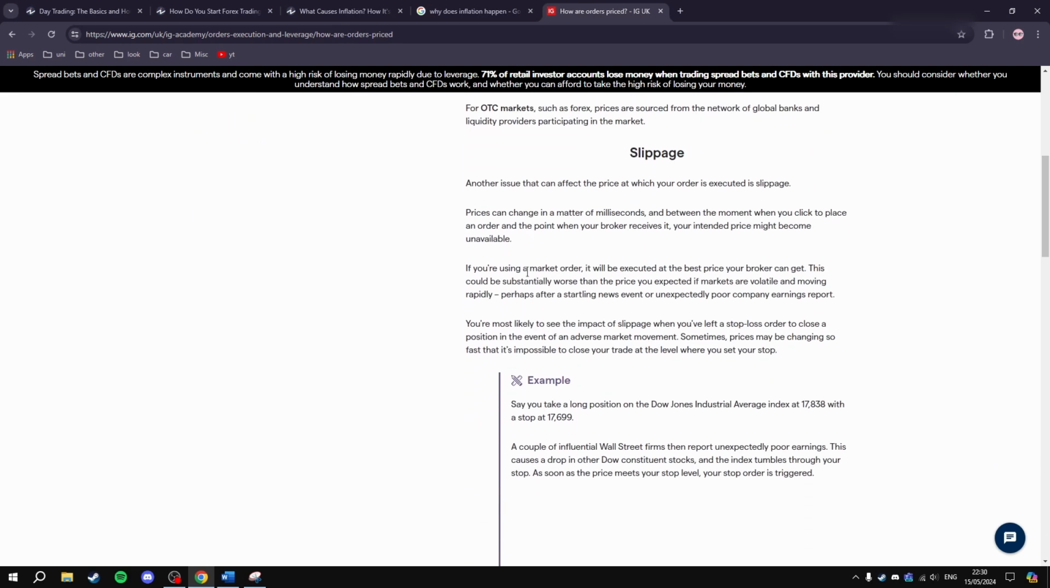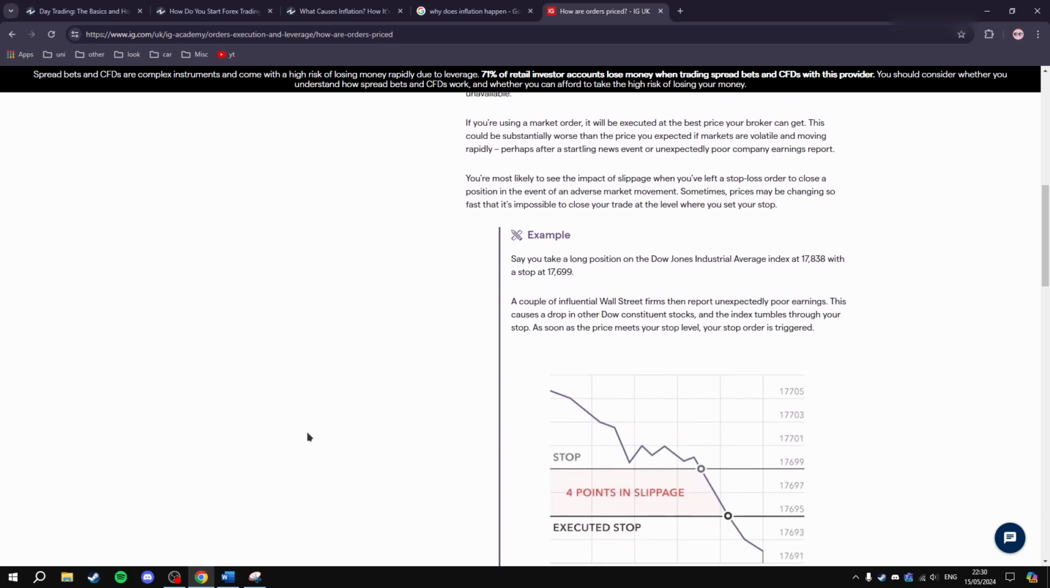Yep, slippage. Another issue that can affect the price at which your order is executed is slippage. Prices can change in a matter of milliseconds, and between the moment when you click to place an order to the point where your broker receives it, your intended price might become unavailable. If you're using a market order, it will be executed at the best price your broker can get. This could be substantially worse than the price you expected if markets are volatile and moving rapidly, perhaps after a startling news event or an unexpectedly poor company earnings report.